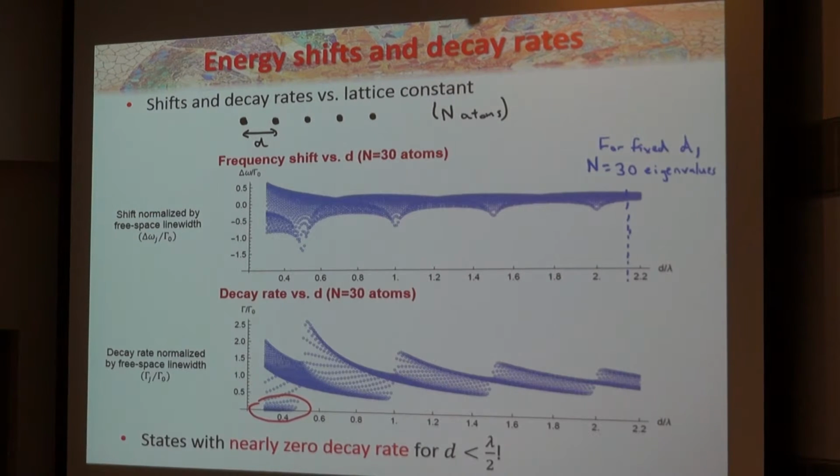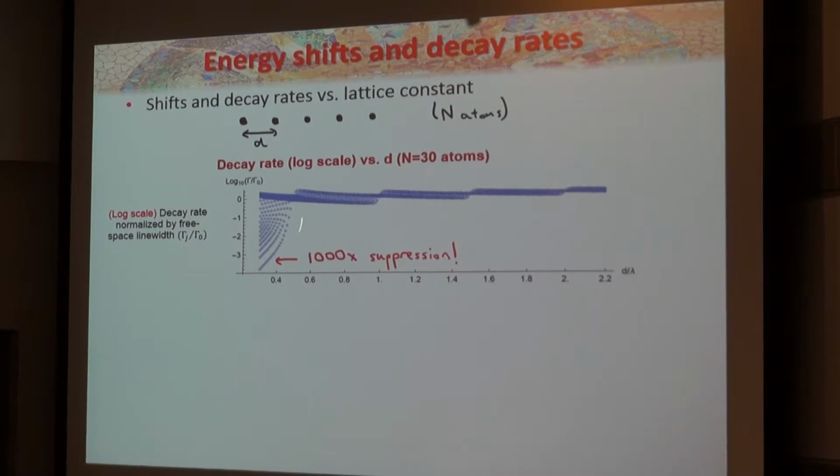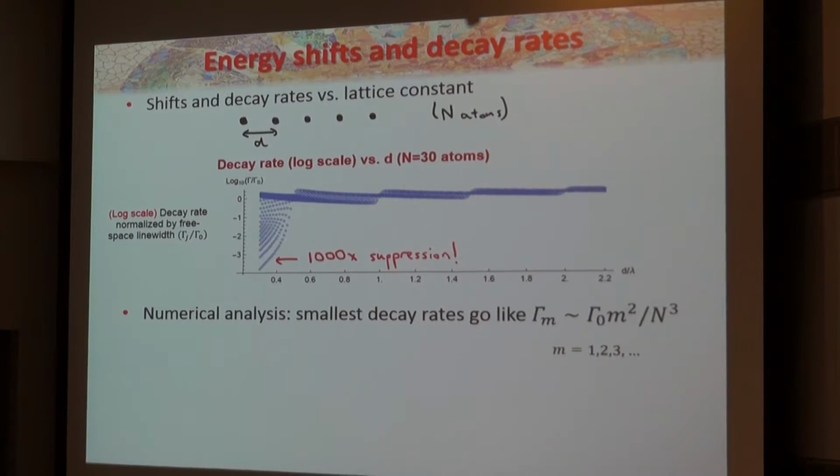You can ask how close to 0 it is. You can take the same plot and plot it on a logarithmic scale. If you analyze it more carefully and look at the few most subradiant states, the lowest decay rate goes like 1 over the number of atoms cubed. The second most subradiant state goes like 4 times that, then 9 times that, et cetera. So if we average over all of those, what's the mean decay rate of all states?